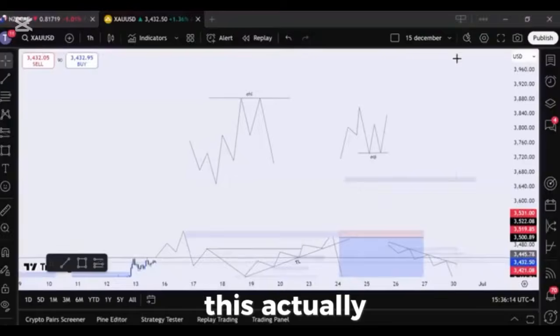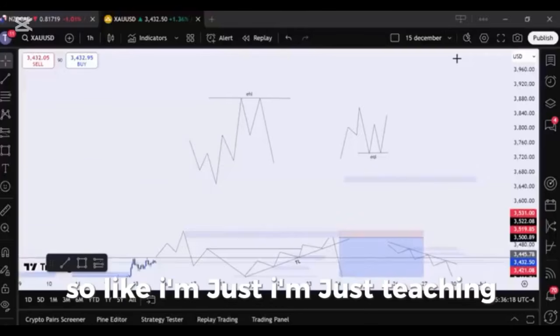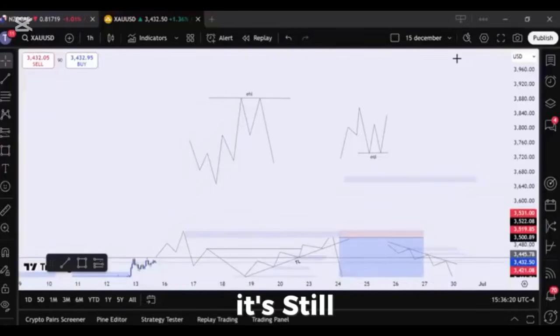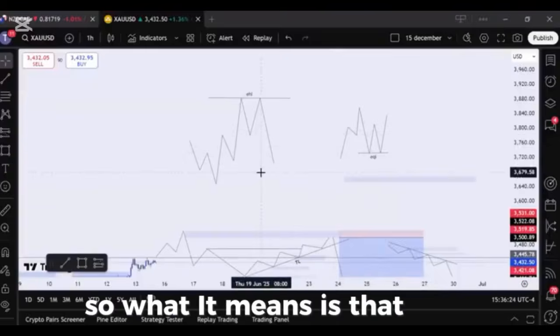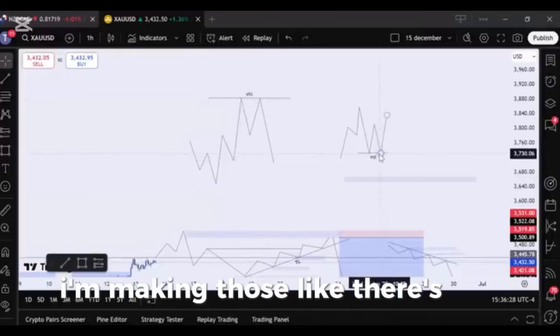But don't worry about this. This actually has not shown up on the chart for 2 years. So I'm just teaching it simply because nothing is wrong with knowledge. So what it means is that when market does something like this, there's liquidity here, and when market does something like this, there's also liquidity here.